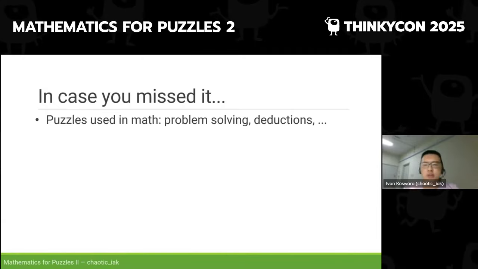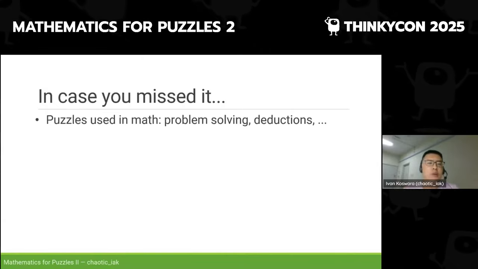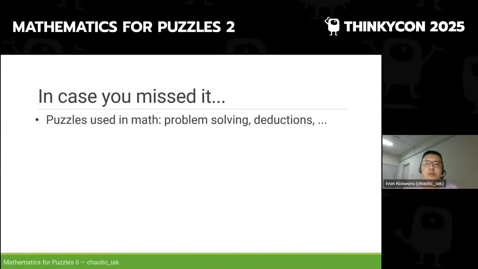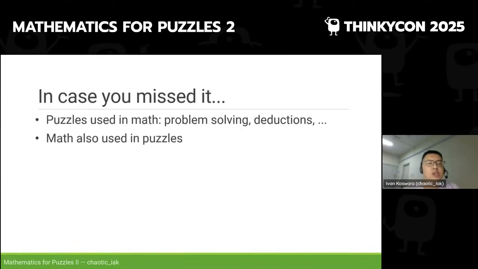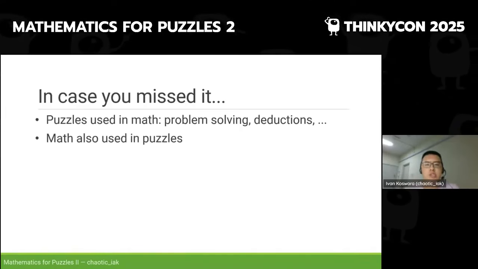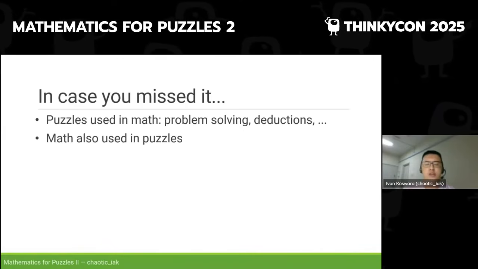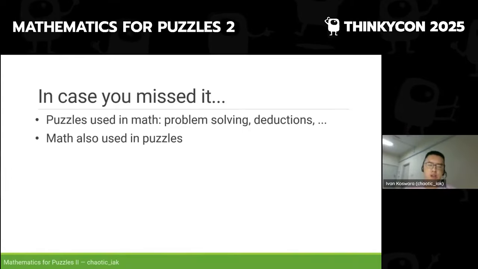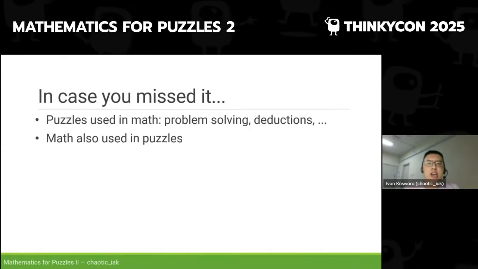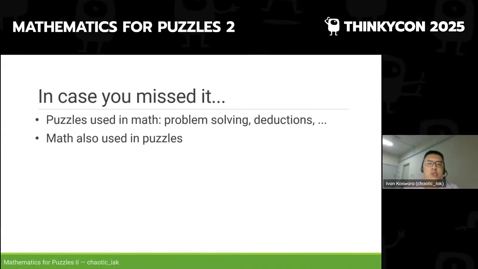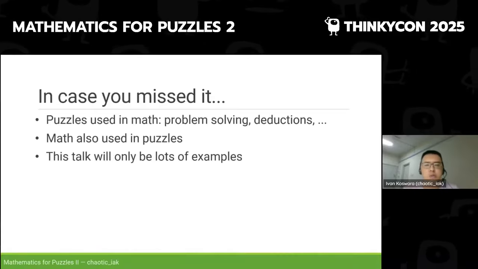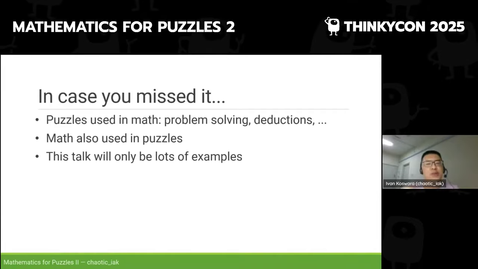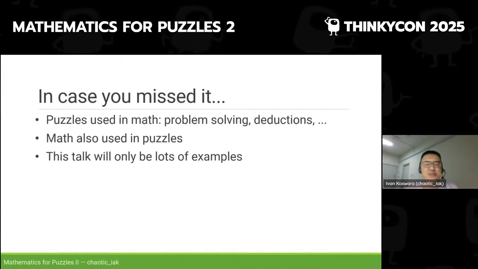And well, last time we talked about the background, the motivation of it, so I will just keep it brief. We talk about how puzzles are used in math. We know that puzzles are used in math, used for problem solving, for deductions, and so on. But we can also see math is used in puzzles, where some kinds of theory, theorems, results, or whatever, find applications in puzzles. Last time I talked about several examples. This time I will talk about even more examples. And it will only be about examples. I will just let you admire and appreciate them.